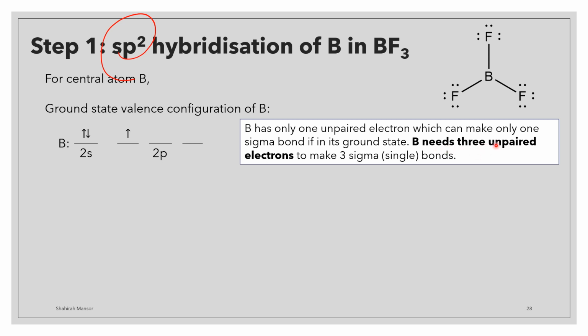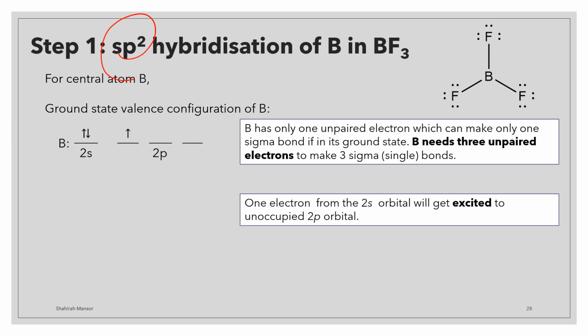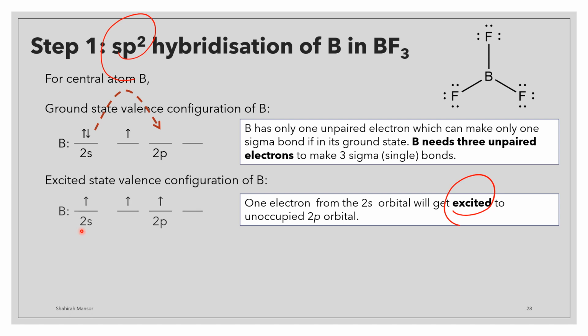So, to have 3 unpaired electrons, what do we need to do? We will do excitation. So here, one electron from this 2s orbital will jump to the vacant orbital in 2p. Okay, so now you have got the answer. What is the situation that requires us to do excitation? It is when we need to have single electrons. So by doing this, you have to write the excited state valence configuration. So we will have 3 single electrons in 2s and 2p.